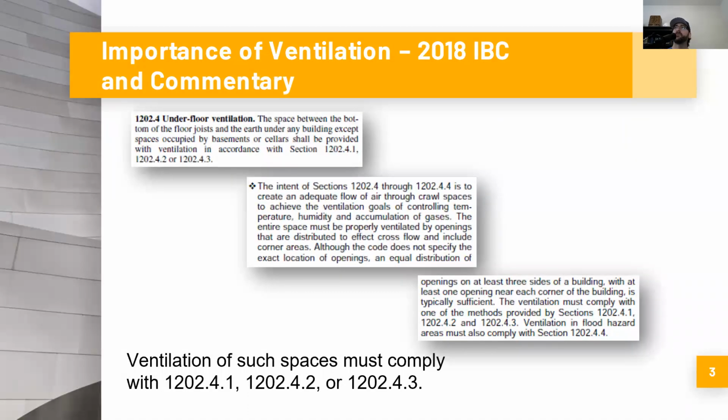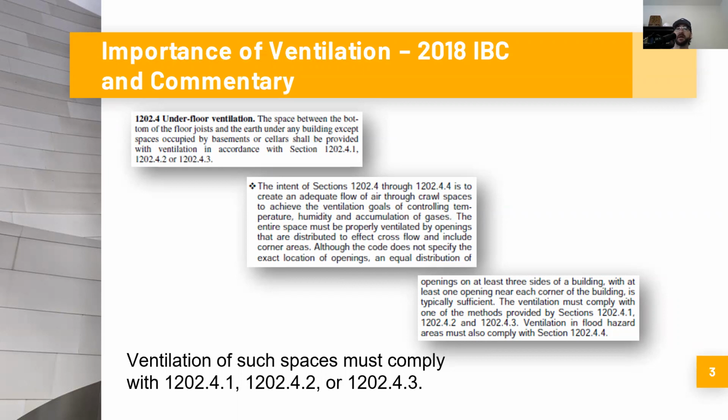So we're going to be relying on the 2018 edition of the International Building Code, as well as the commentary. And the underfloor ventilation regulations can be found in section 1202.4, which reads, the space between the bottom of the floor joists and the earth under any building, except for spaces occupied by basements or cellars, shall be provided with ventilation in accordance with section 1202.4.1, .2, or .3.